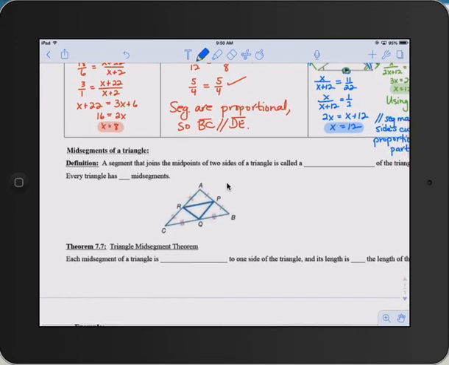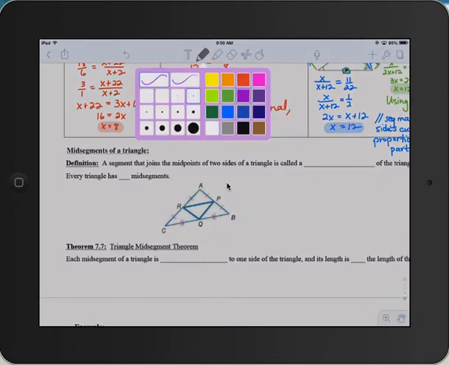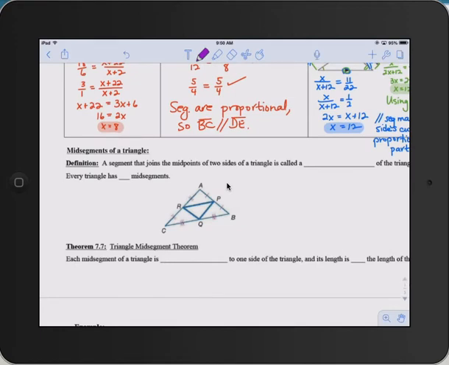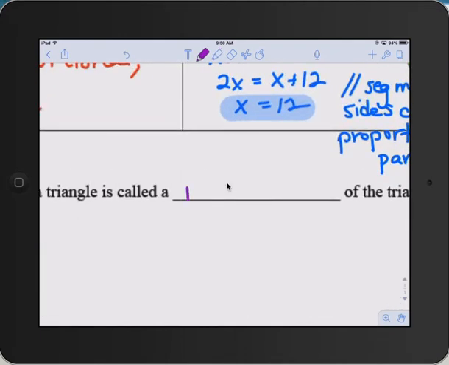Okay, mid-segments. I think I mentioned this to you when we were doing a problem on one of the homeworks yesterday. This is very similar to the idea of a mid-segment of a trapezoid. So the definition for a mid-segment is a segment that joins the midpoints of any two sides of a triangle. Okay, it's called a mid-segment.